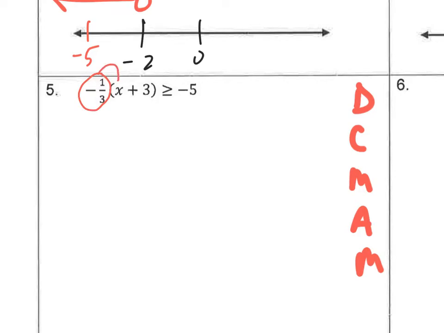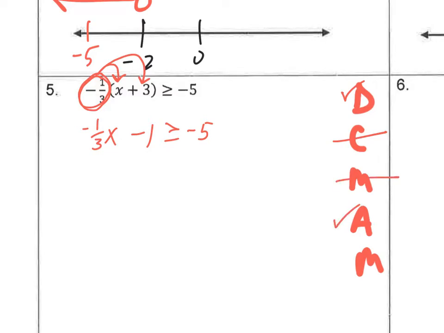So I'm going to distribute negative 1/3. I get negative 1/3 x. Take negative 1/3 times 3. Do that in your calculator. You get minus 1 greater than or equal to negative 5. So I've distributed. I don't have anything I can combine. I don't need to move the variable. I do need to add or subtract.